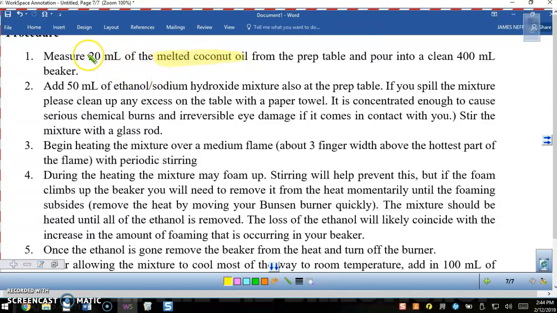So it'll be a liquid, so just use the provided graduated cylinders to get 20 milliliters of that. You're going to put that directly into your beaker that's already provided to you.